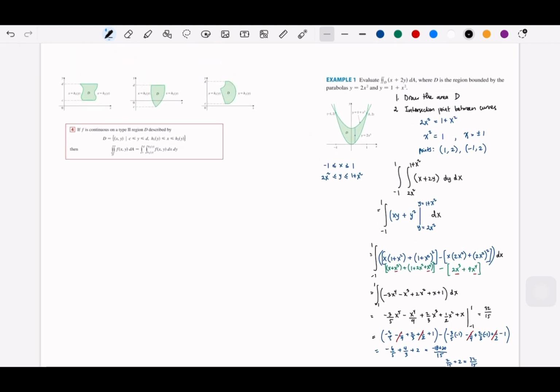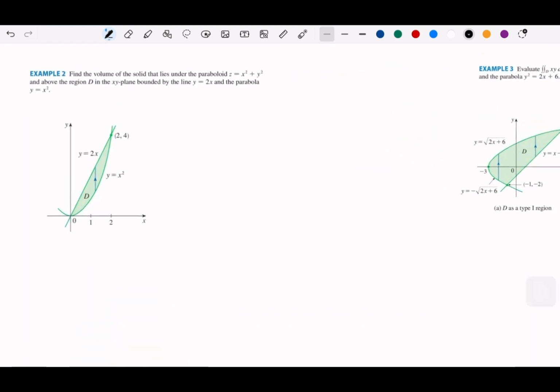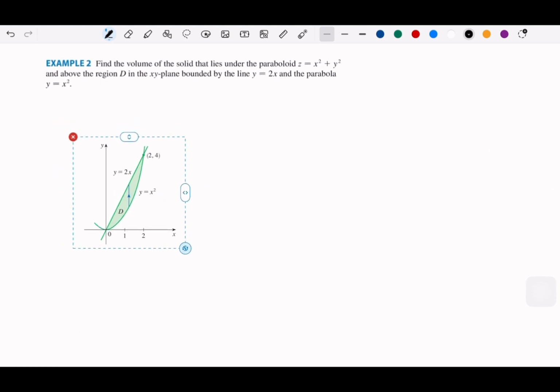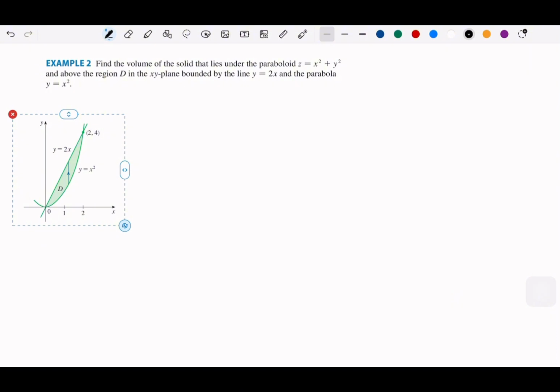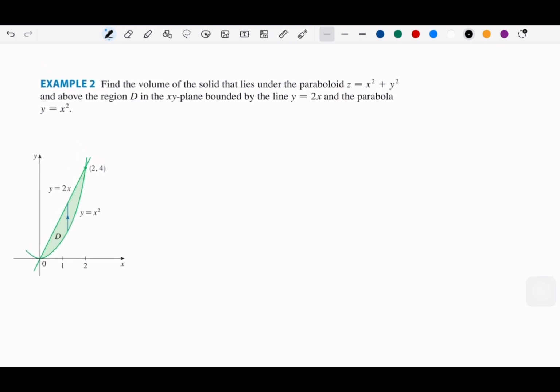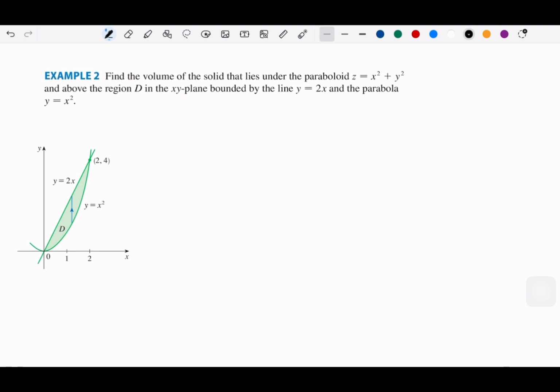Okay, next example. I will go through some examples, some practicalities until we get the idea, and I prepared some exercises in the backside, so we can have that as well. Okay, we have this question, example 2. Find the volume of the solid that lies under the paraboloid z equals x squared plus y squared and above the region D in the xy plane, which is bounded by y equals 2x and y equals x squared. This is already given here in the picture.